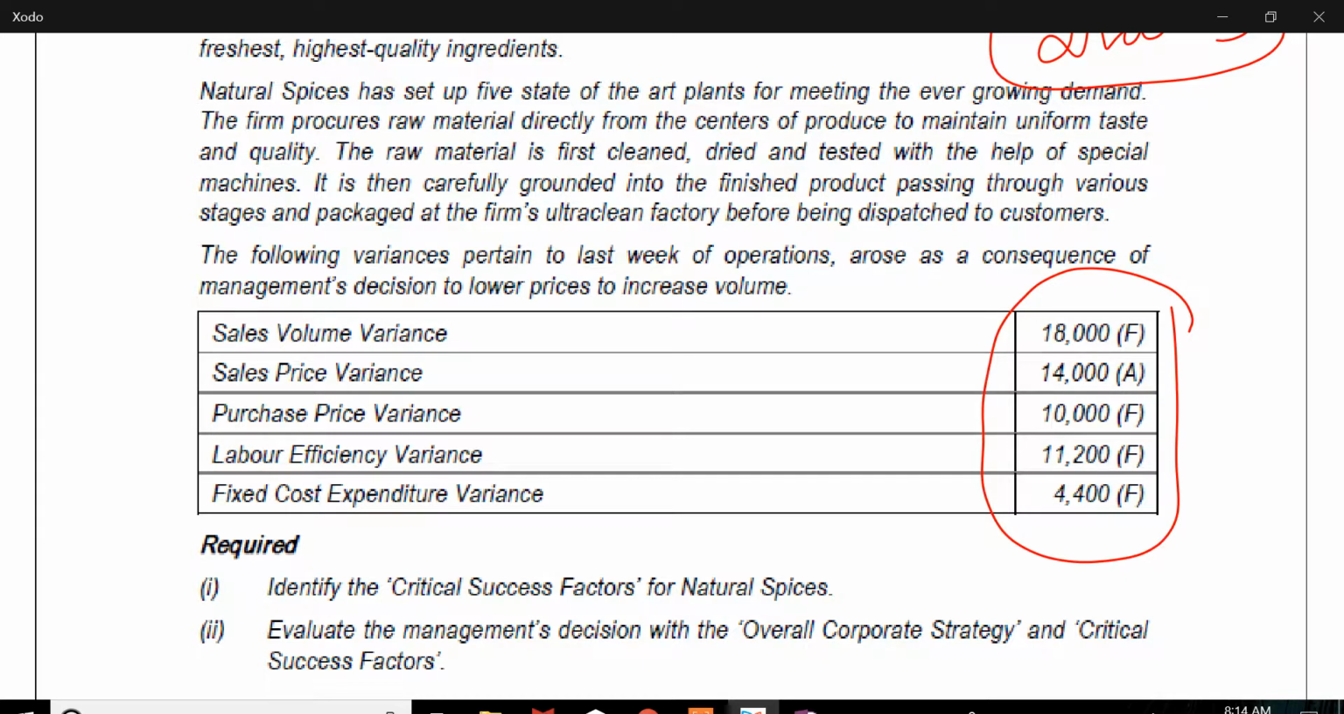What do you mean by favorable price variance? What is the interpretation of a favorable price variance? Purchase price. Since they are selling more, favorable purchase price.